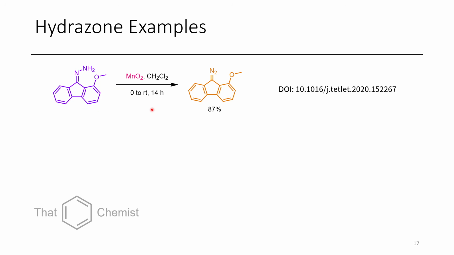Now in this next case, we can see that if we have a normal hydrazone, we have to use an oxidant. So here's an example with manganese dioxide, where this product was obtained in 87% yield.